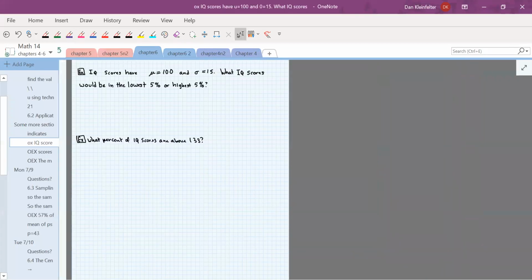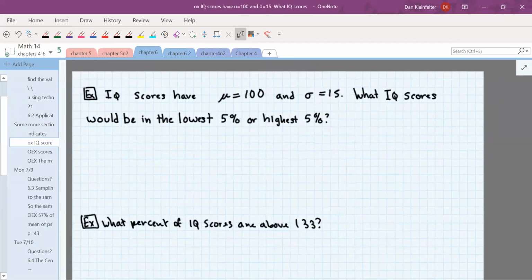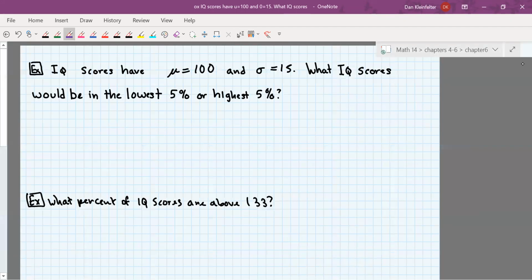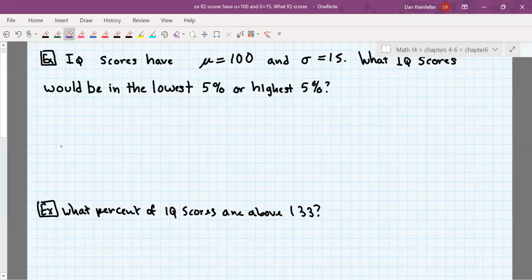Okay, this next example has to do with IQ scores. For particular IQ tests, scores have a mean of 100 with a standard deviation of 15. We want to know what IQ scores would be in the most extreme 5%, either on the low side or the high side. So again, the mean is 100. We want to know what scores would make up the highest and lowest 5%.